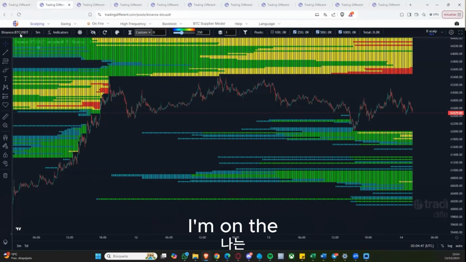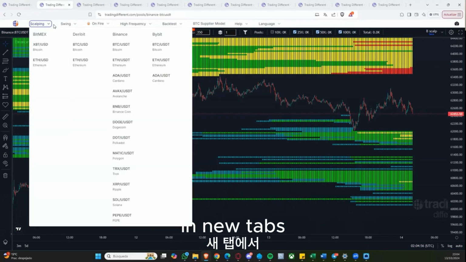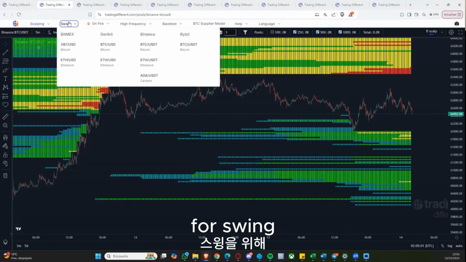In this case, I'm on the Binance chart. I'm on the Bitcoin versus USDT chart on a 5-minute time frame. You can select and open different charts in new tabs, in this case, for scalping. There are also charts for swing trading.